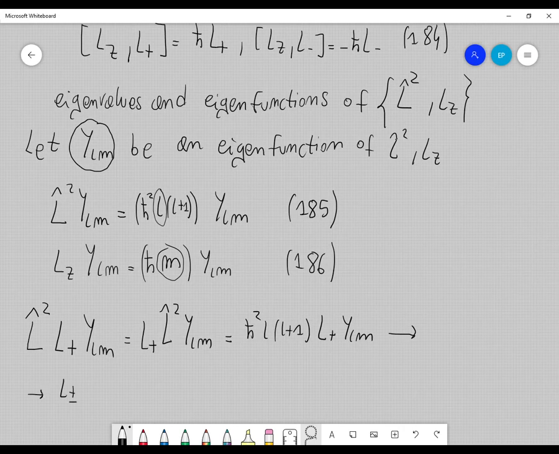Therefore, if you take a look at it, L plus or even minus, because I could do the same thing with L minus as well, I could find the same quantities. Since L squared also commutes with L minus, I could put a minus here as well to denote that the state L plus or L minus YLM is still an eigenstate of L squared. So L plus or minus do nothing on the parameter L, which is related to L squared.